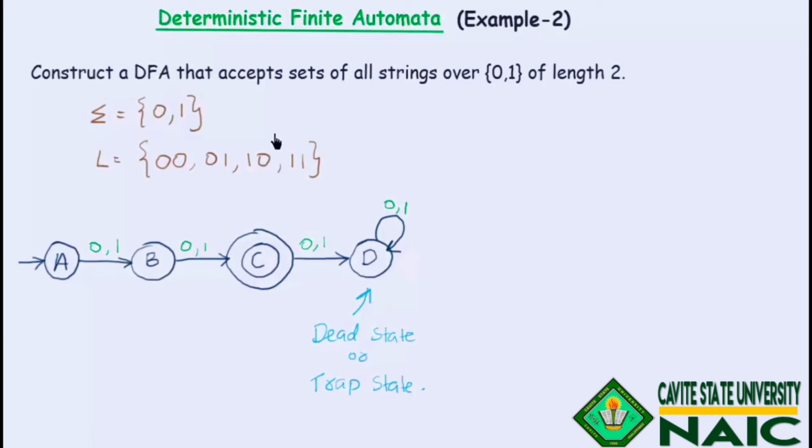Okay, now my DFA is complete, because I have mentioned for every state what happens when I get the particular input, either 0 or 1. Now I have successfully designed the DFA that accepts the set of all strings over 0, 1 of length 2. I hope it was clear. Thank you.